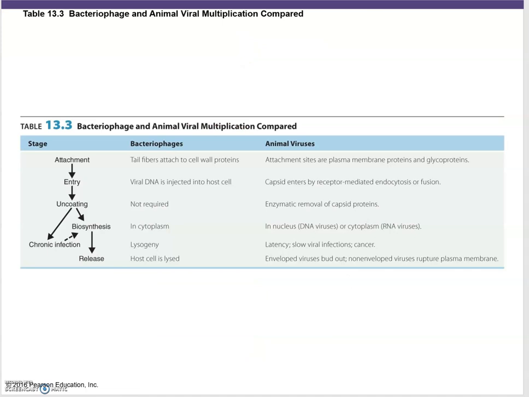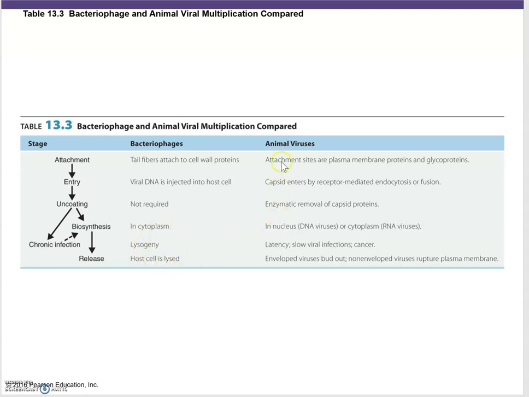Before we move on to animal virus multiplication in cells, let's take a look at the comparison. Again, everything is of course easier when you're dealing with bacteria. Bacteriophages have to attach to their host cell and inject the viral DNA into it. There is no nucleus to worry about, so they will just start using the host cell ribosomes and all of the host cell enzymes to make more viral particles, and then the host cell is eventually lysed.